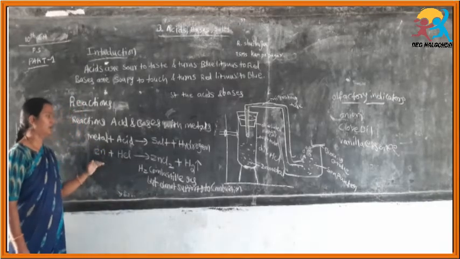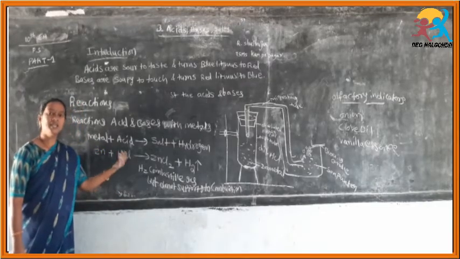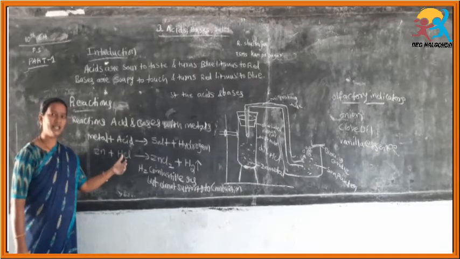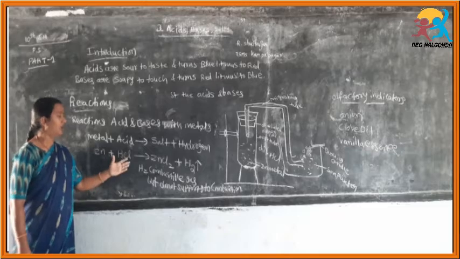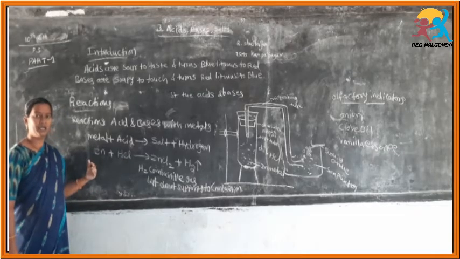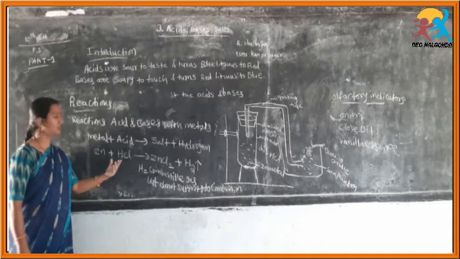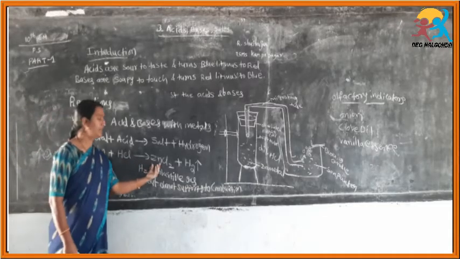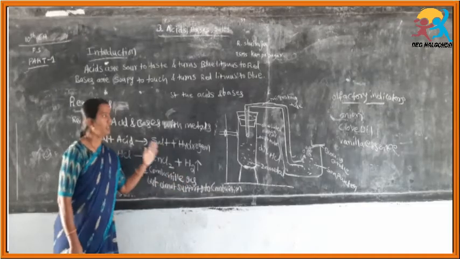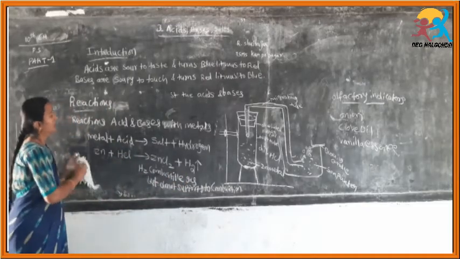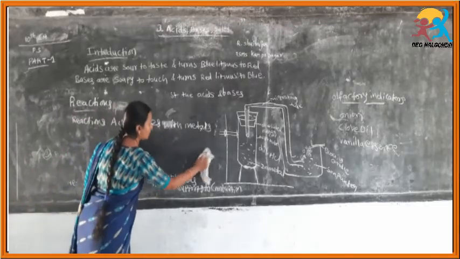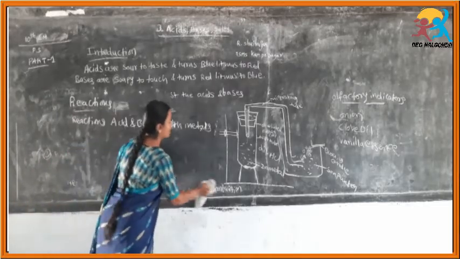Not only HCl, any other acid like H2SO4 can also react with metals, not only zinc but another metal such as iron. So metals react with acids, giving the corresponding salt and releasing hydrogen gas. The metal reacts with acid and releases the salt and hydrogen gas.